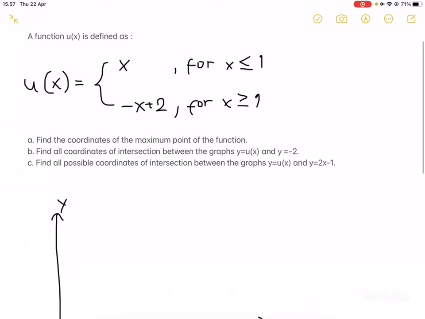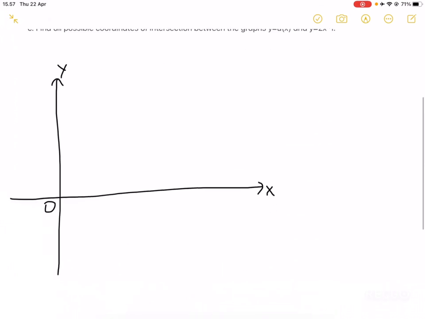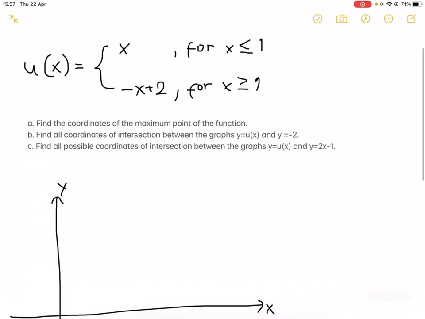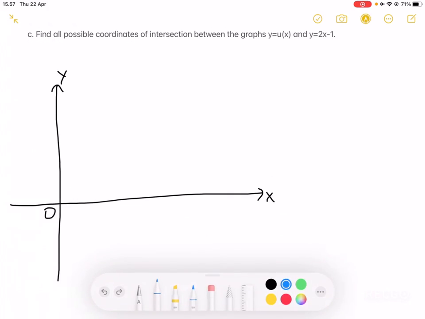And first, let me start by drawing the graph of u of x in this plane that I've drawn. So let's just separate this plane into two different boundaries based on the domain of the function u of x.